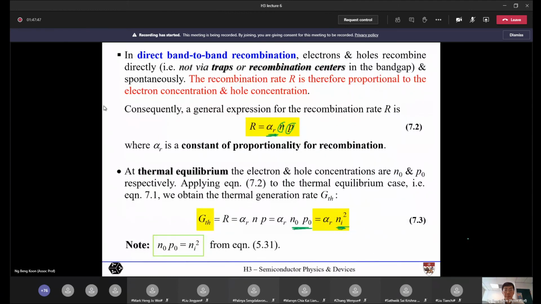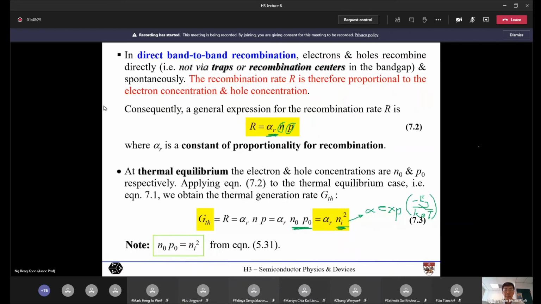So from here we can see that G_th, the thermal generation rate, is simply alpha_r n_i squared. So the thermal generation is dependent on the intrinsic carrier concentration, n_i, right? If you recall, we have also derived n_i, and we showed that it is related to the exponential of minus E_g over k_B T. So there's an exponential dependence on temperature and band gap.